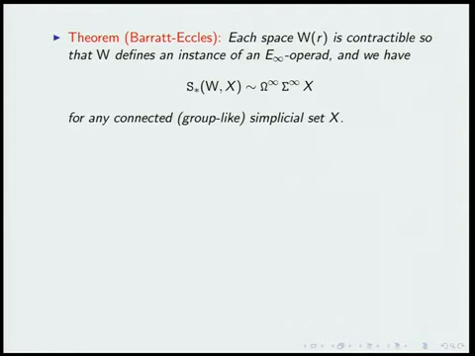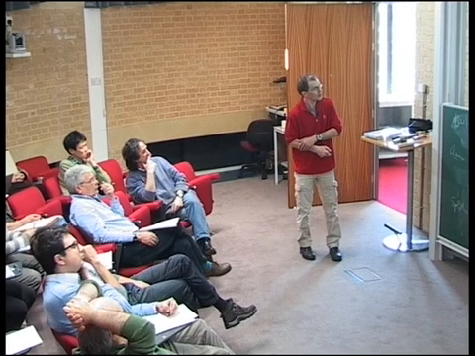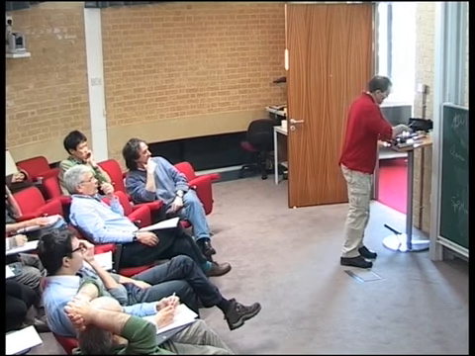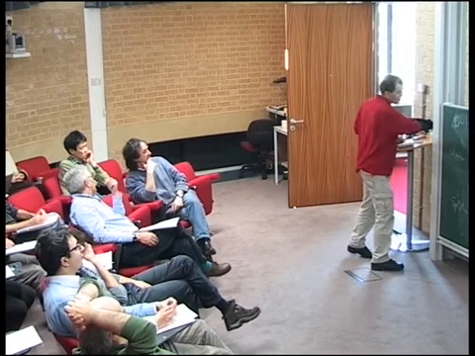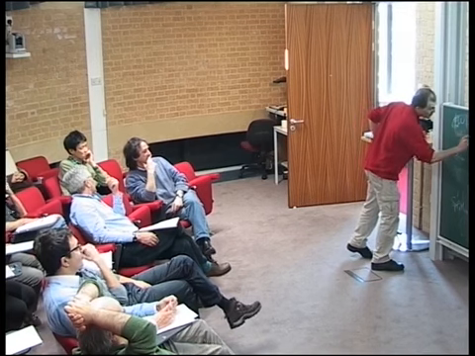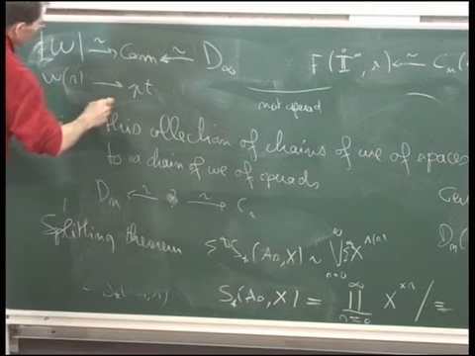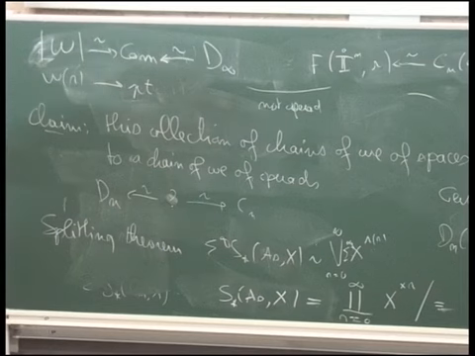Sorry, the first arrow from W to COM, what is it? It's just that each space is contractible, so in each arity you take the constant map to the base point. Yes, so contractible means that this map is a weak equivalence.